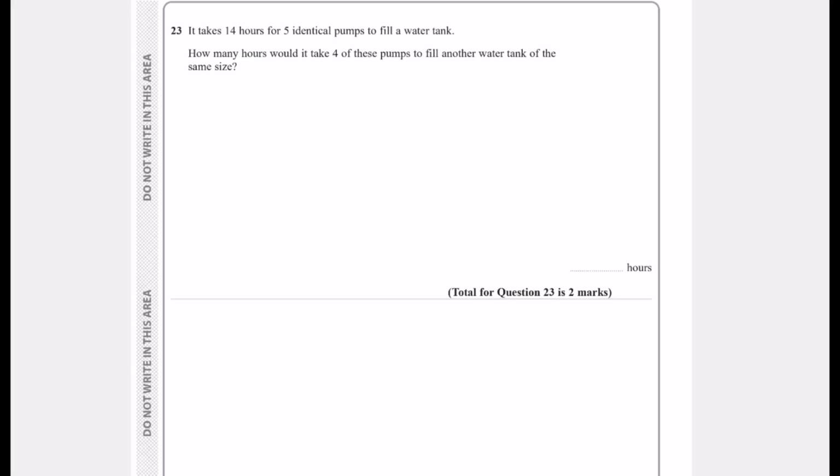Question 23. It takes 14 hours for 5 identical pumps to fill a water tank. How many hours will it take for 4 of these pumps to fill another water tank the same size? So this is inverse proportion. So it's inversely proportional. So the more pumps we have, the less time it takes. If we have double the number of pumps, it takes half the time. If we have half the pumps, it takes double the time.